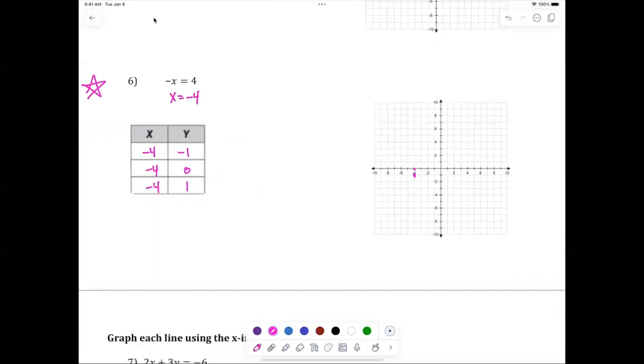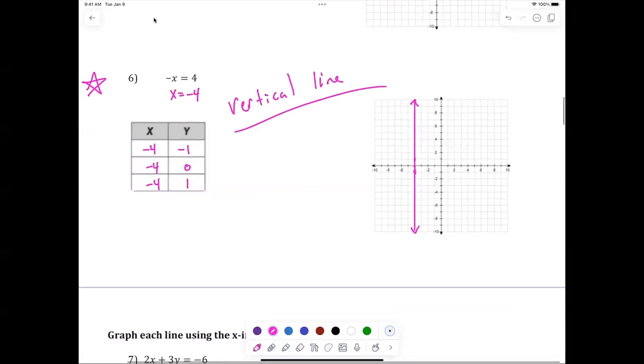-4, -1, 0, and 1. So that creates a what kind of line? Yes, there you have it. It doesn't matter. You're allowed to be wrong. Don't worry about correcting people. X equals is a vertical line. It's a vertical line. X equals -4.